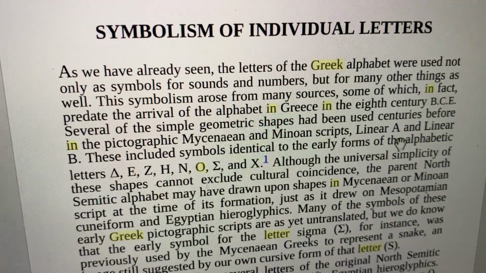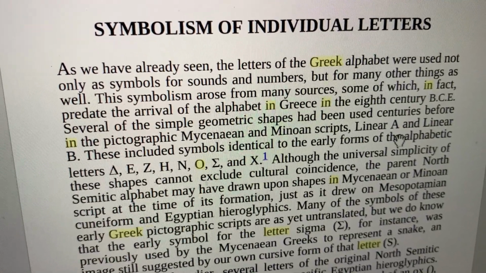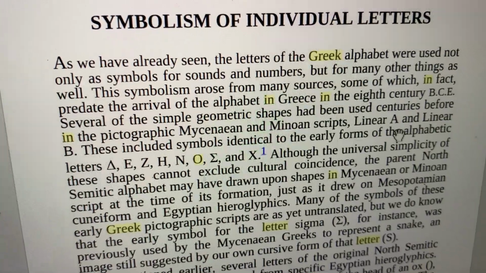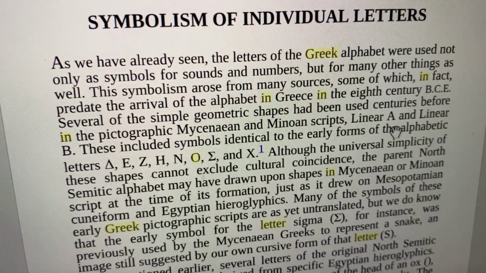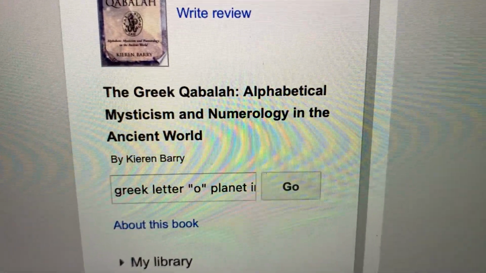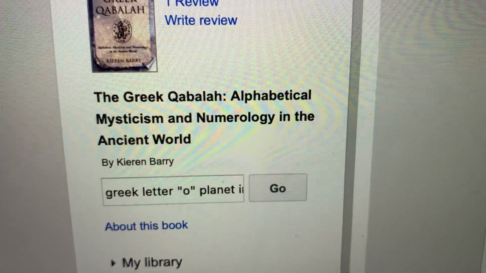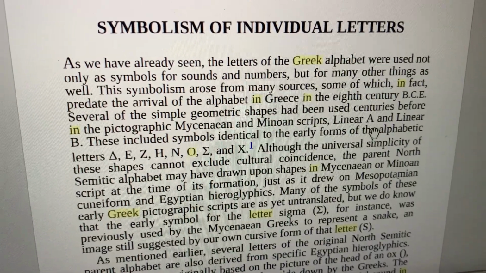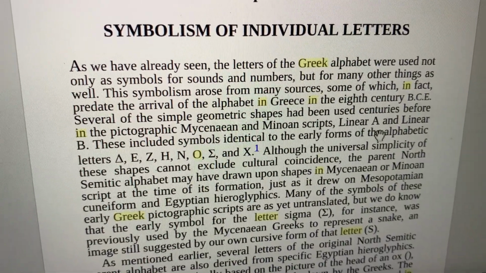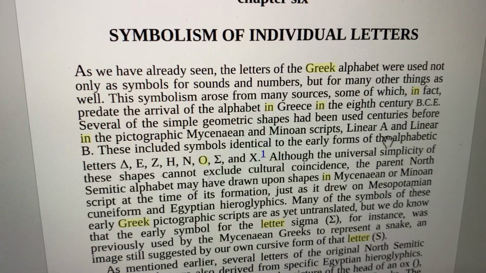So I know a lot of you are wondering, hey, how come they're naming all the variants after the Greek alphabet? It's kind of weird. Yeah, it is weird. It's Kabbalah. This is the Greek Kabbalah, alphabetical mysticism and numerology in the ancient world, right? So let me explain to you what's going on. Because Greek letters are symbols now, just like Hebrew.